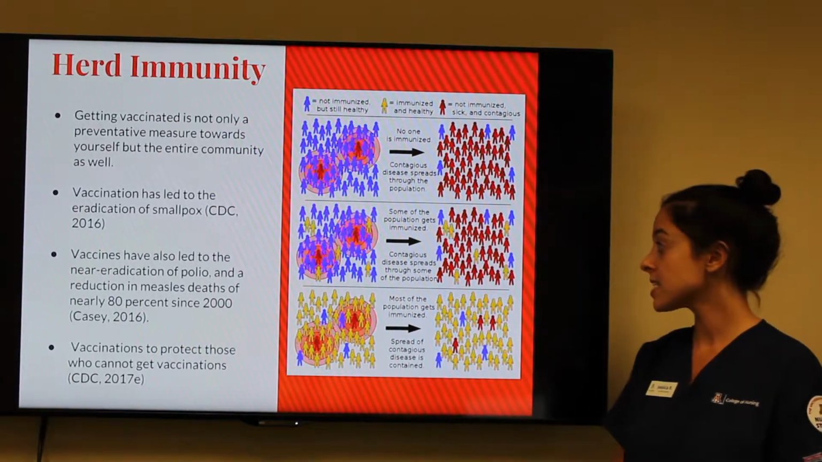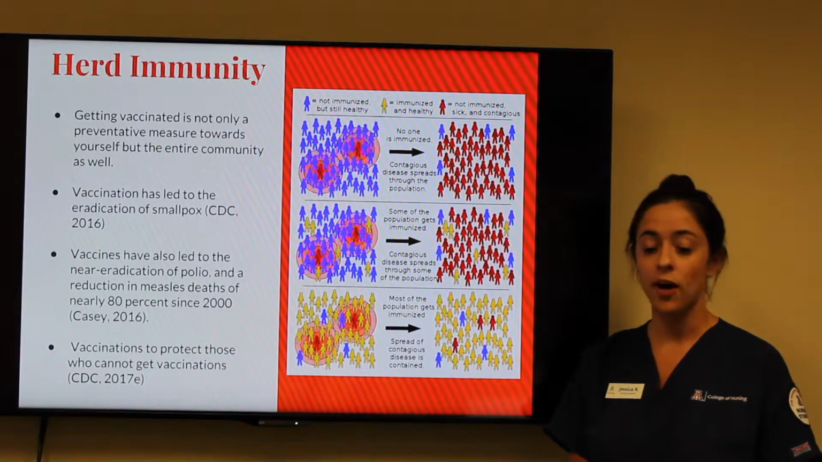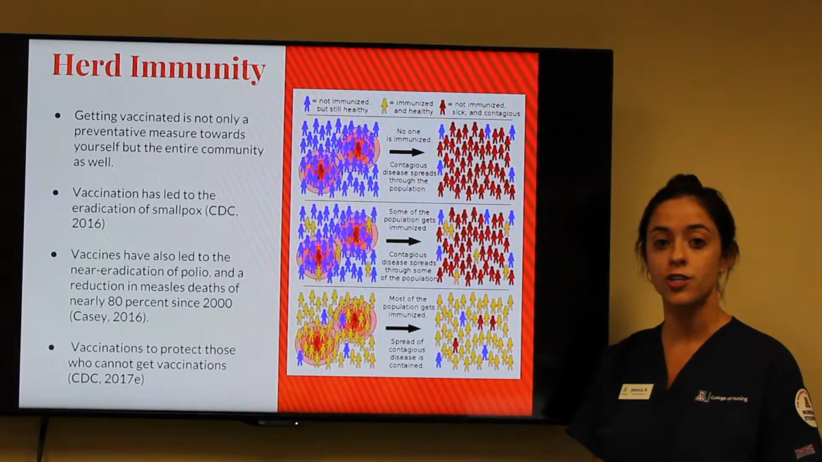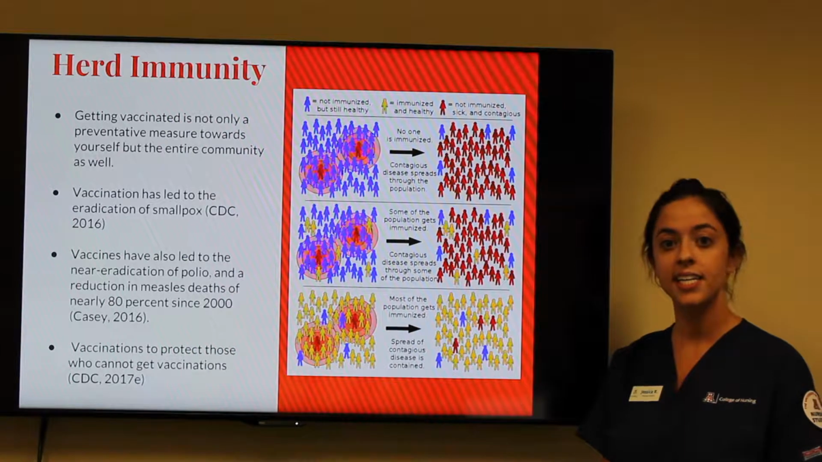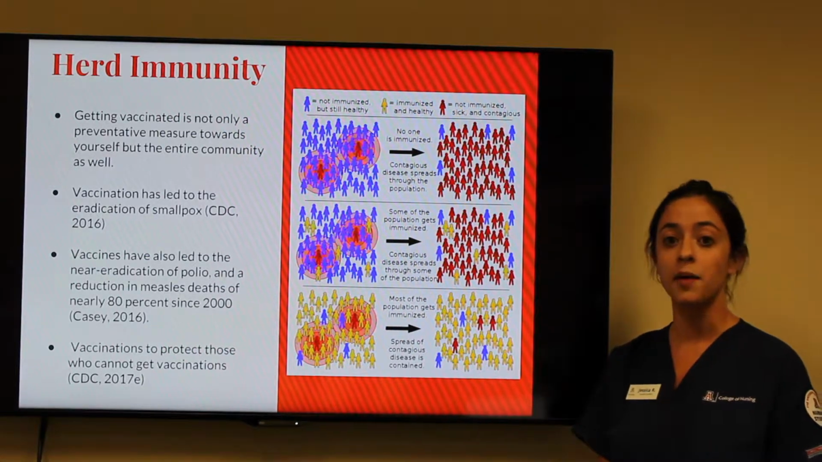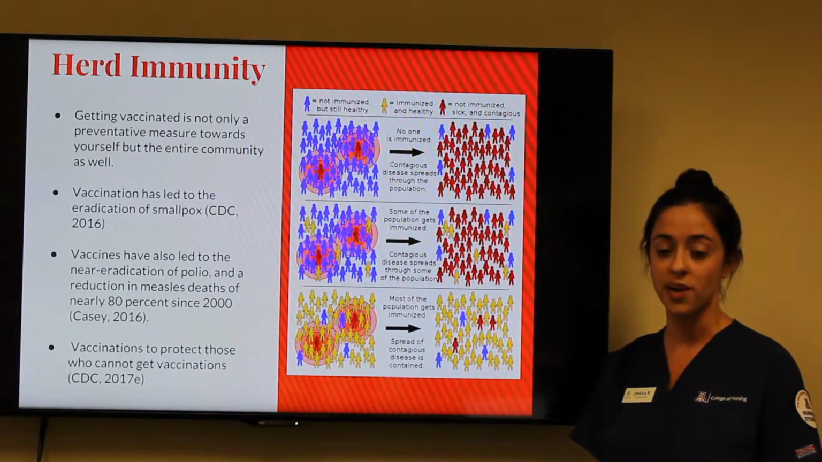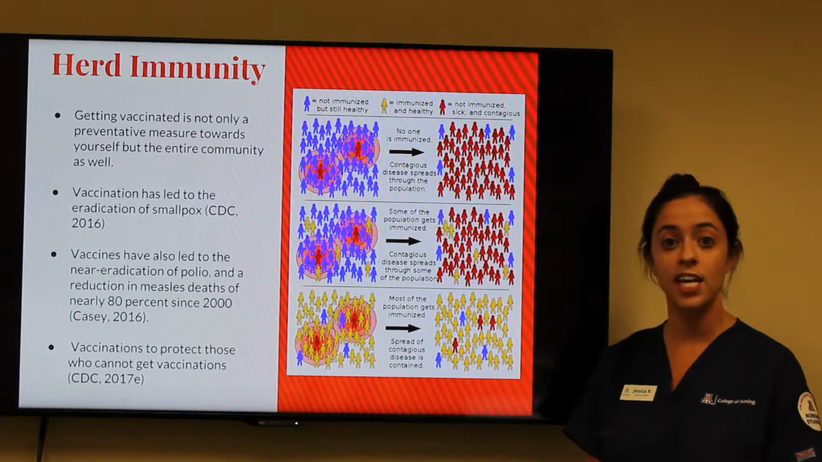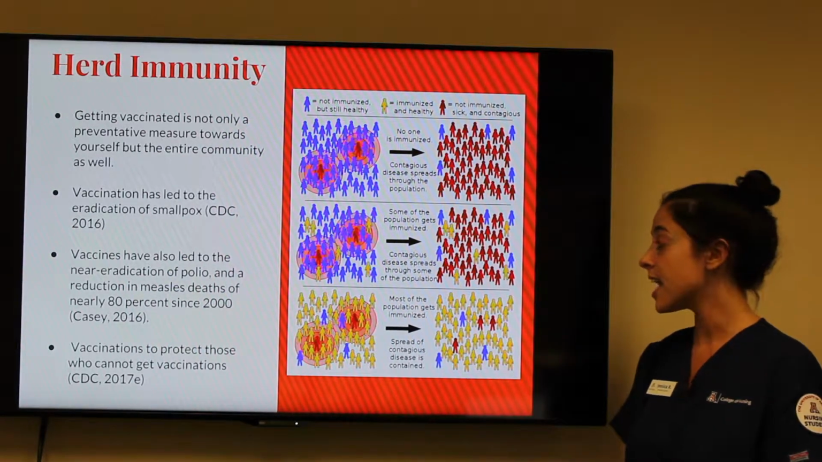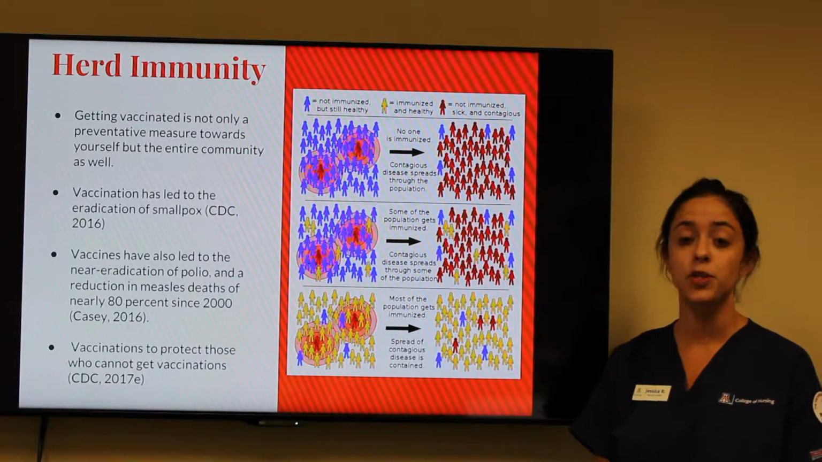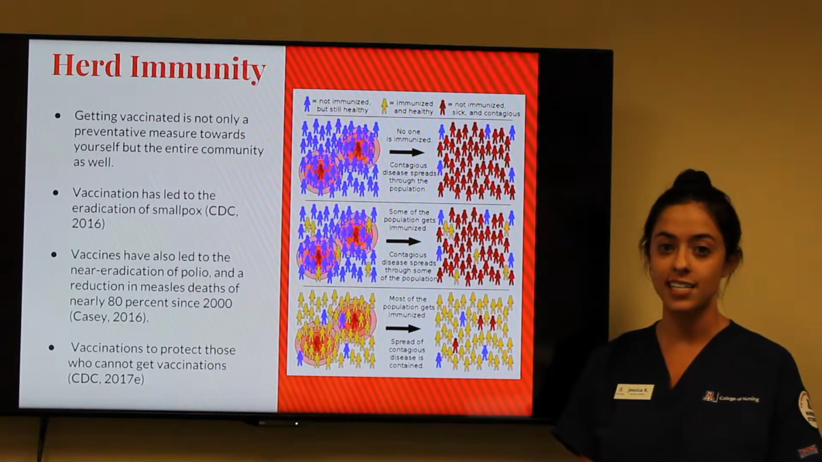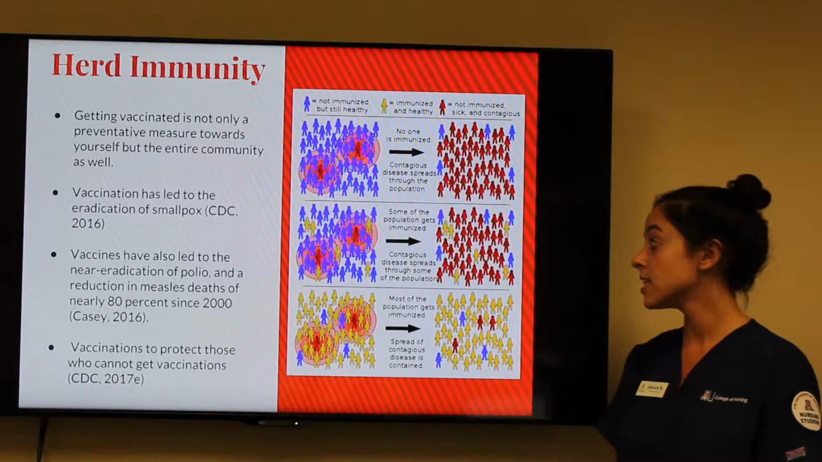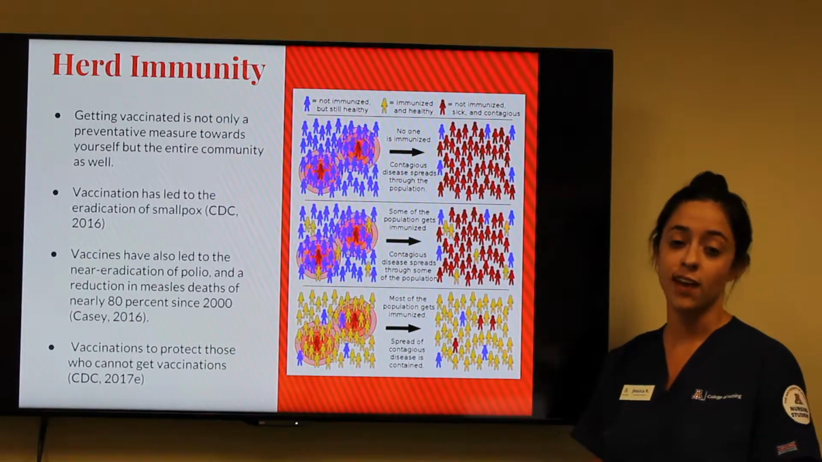And so the most important thing about herd immunity is that when a large amount of people are vaccinated, this helps prevent infection for people who are immunosuppressed. For instance, individuals that have AIDS or HIV cannot receive vaccinations, and as a result, they need to rely on the majority of their community being vaccinated in order to prevent their susceptibility to infection.